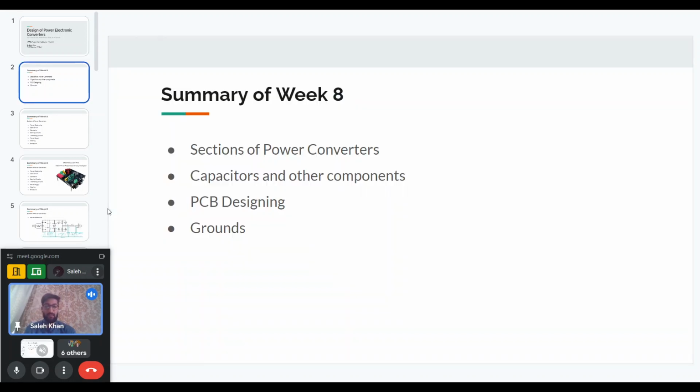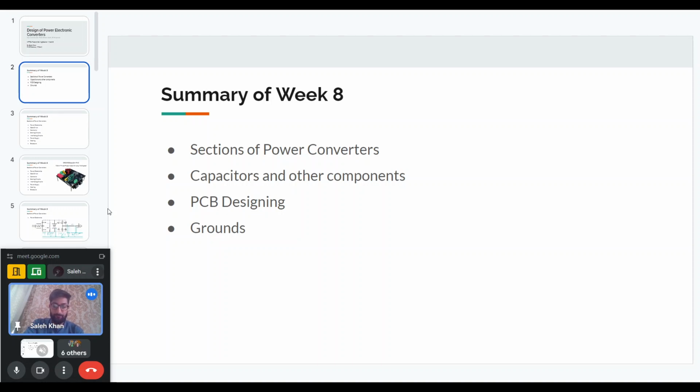So this week was mainly about what you will have to choose and decide in the hardware and how to design the PCB and related aspects. We'll first go over the different sections of the power electronic converters, because there will be different portions that you have to focus on individually, and then we'll talk about capacitors, the practical aspects of capacitors, how to select them, what ratings are involved, and what the specifications are.